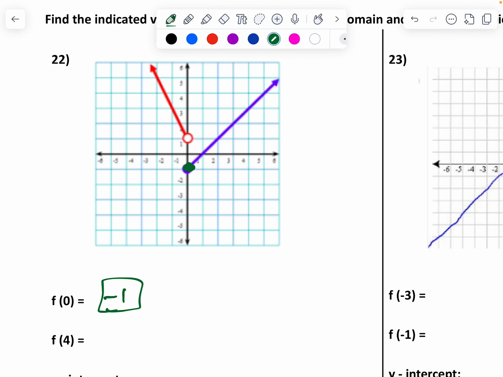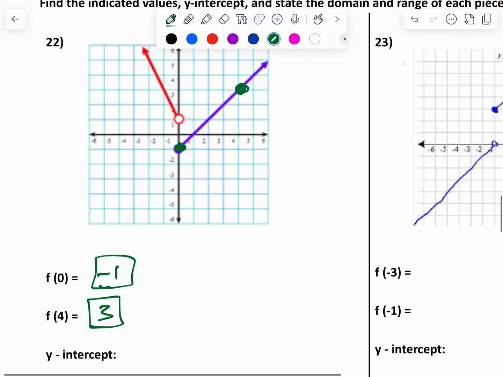So 4 is right here, and it looks like I'm going up from there. So what y value goes with -4? Or sorry, +4, and that is 3. So 4 goes up to 3. That's all you're doing there.